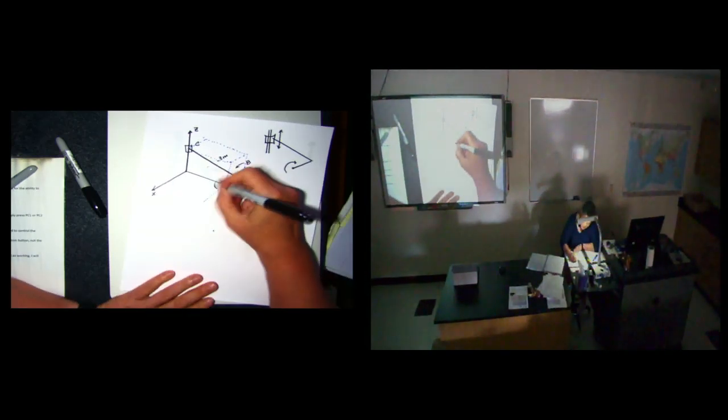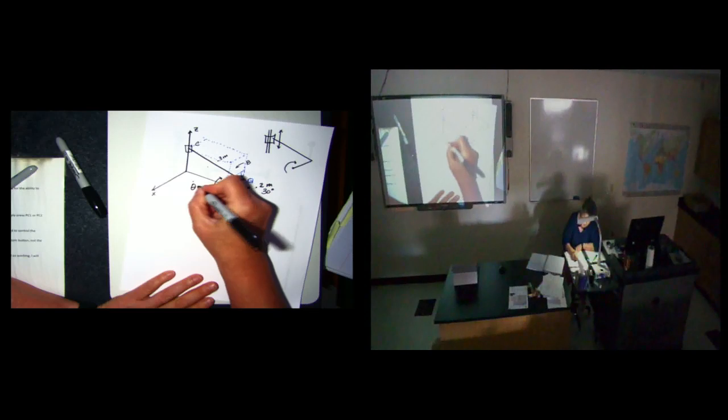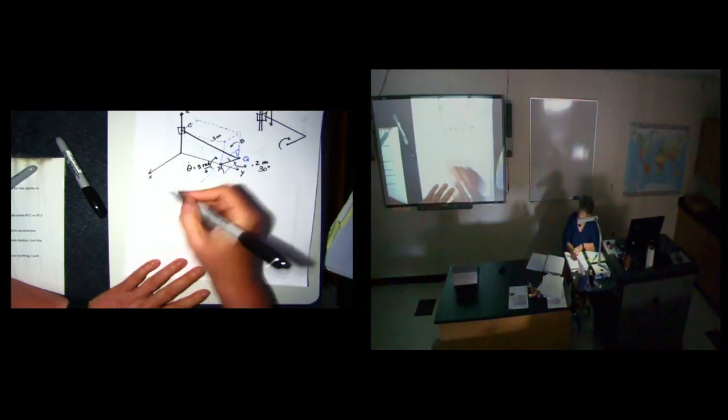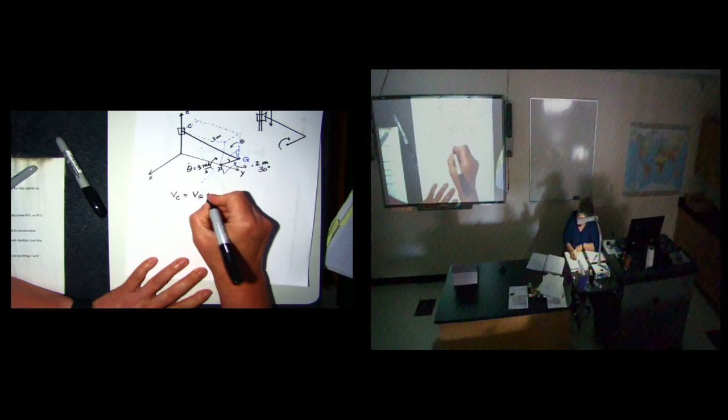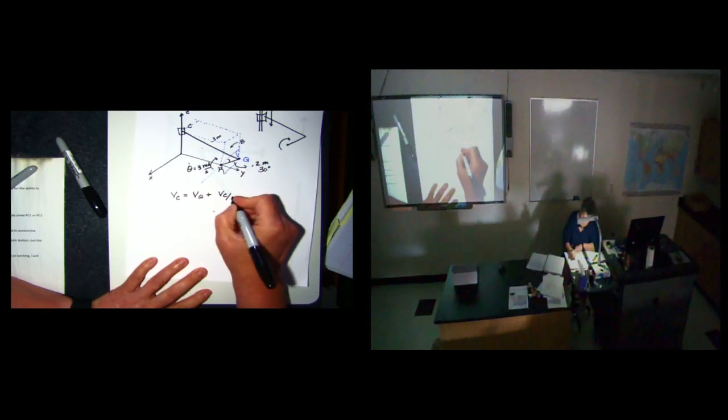So you can kind of get your bearings there to help get your lever arms. We're going to be rotating at a theta dot of 3 radians per second. This initial angle is 30 degrees. The velocity of C is going to equal the velocity of Q plus the relative motion of CQ.